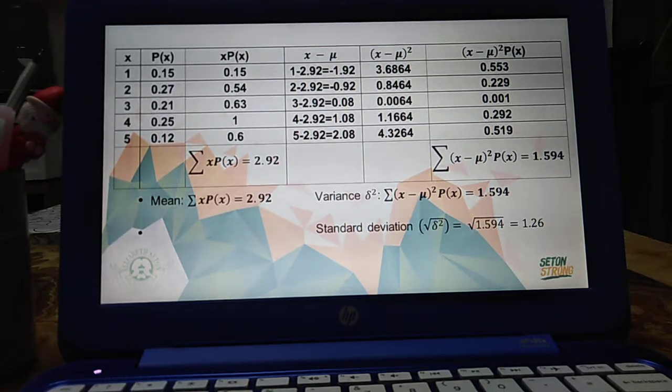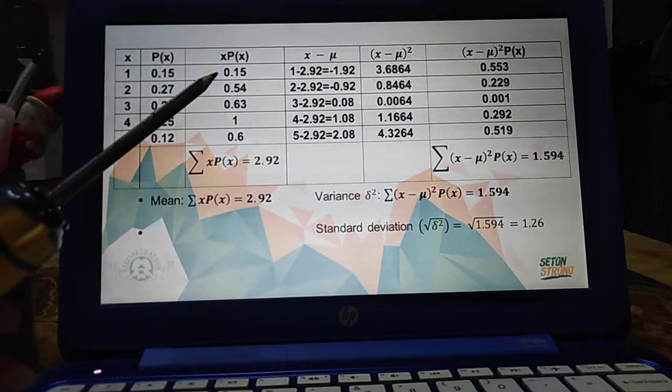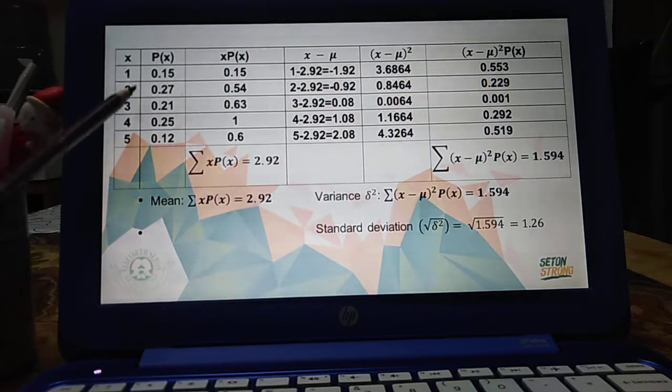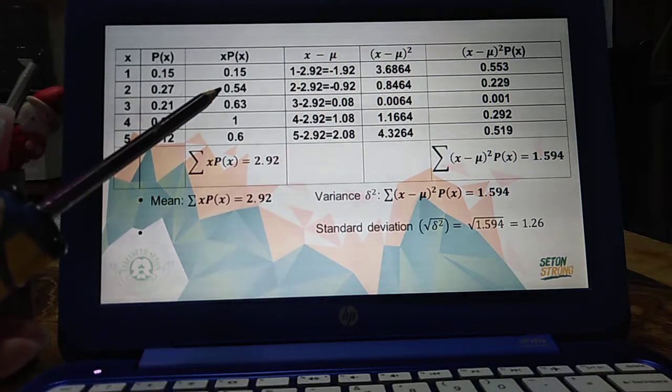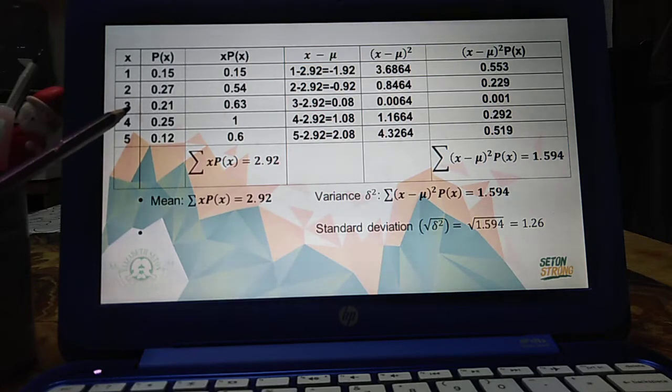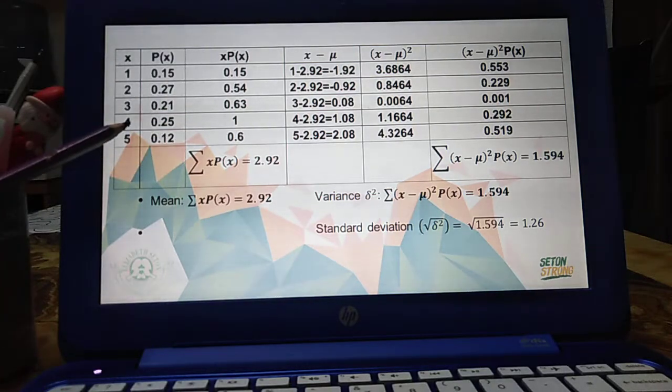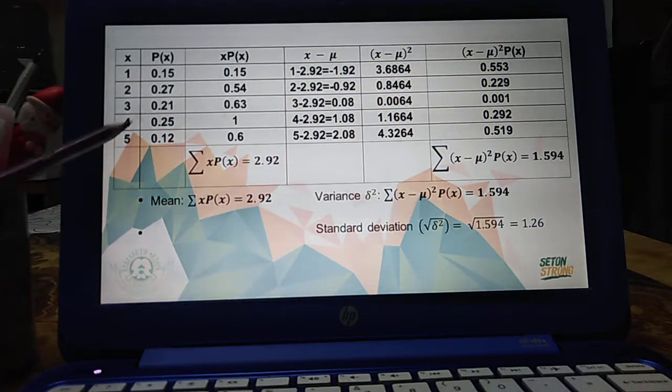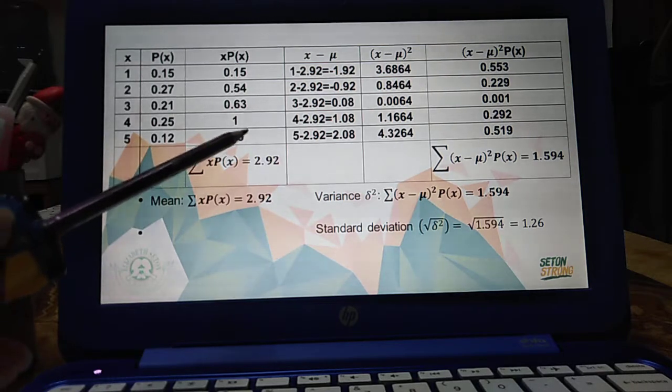The next column refers to the product of the random variable and its probability. So we now multiply the variable 1 with the probability 0.15, giving me 0.15. We multiply the random variable 2 with its probability of 0.27, we get 0.54. We multiply 3 by its probability of 0.21, we get 0.63. 4 by 0.25, we get 1. And 5 by 0.12, we get 0.6.